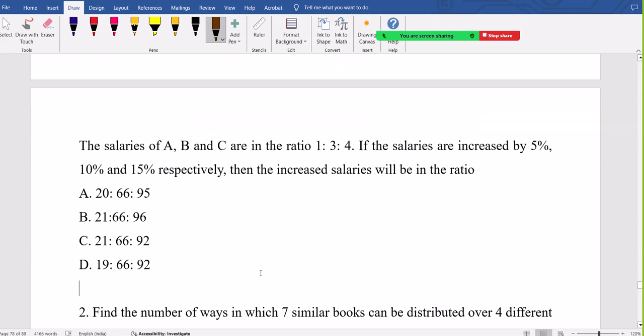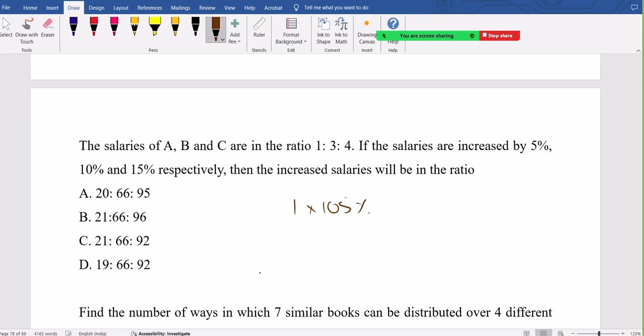You have a look. The salaries of A, B, and C are in the ratio 1:3:4. If salaries are increased by 5%, 10%, and 15% respectively, then the increased salaries will be in the ratio what? See 1:3:4. First one increased by 5% means 105%. Second one 3 increased by 10% means 110%. Third one 4 increased by 15% means 115%. Now cancel all common terms.